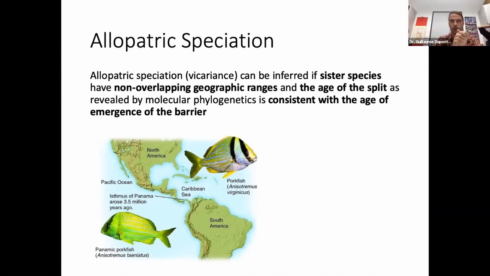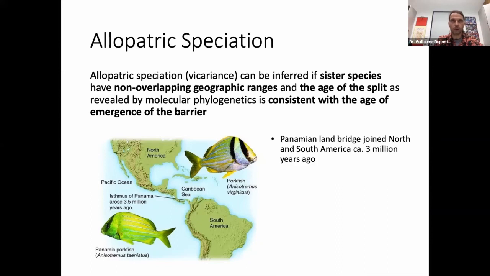Then we do molecular phylogenetics to date the age of the split of these two sister species, which we talk about, I think, in the next lecture. We can use the molecular clock for doing this, the topic of the next lecture. And if the age is the age of the emergence of the barrier, which we can determine by geological methods such as radiometric dating, then we can prove indeed that allopatric speciation occurred.